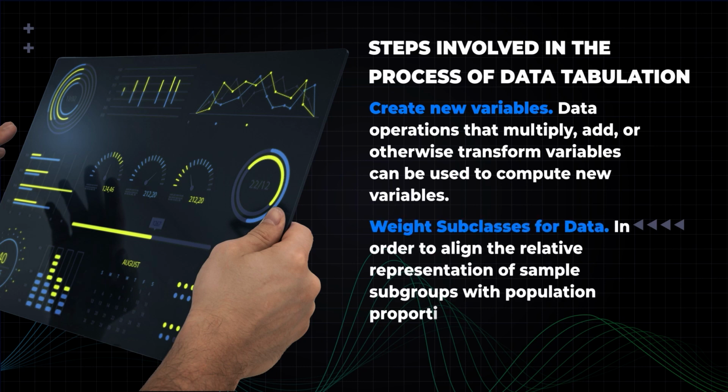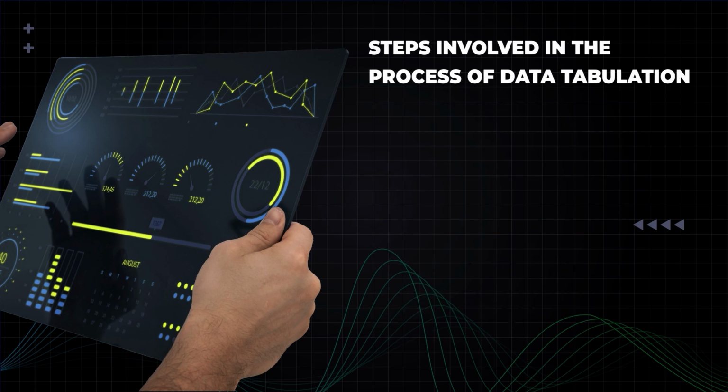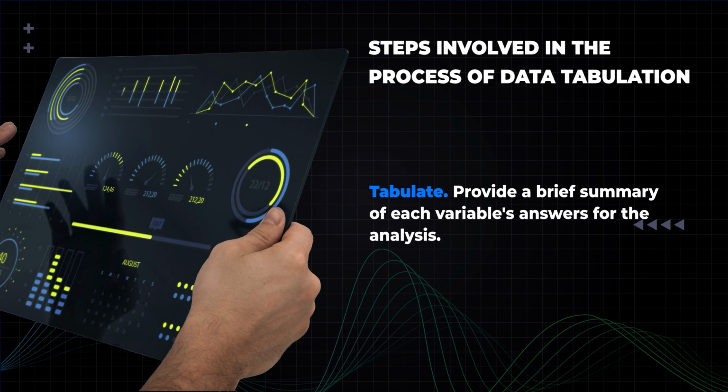Sixth, weight subclass for data in order to align the relative representation of sample subgroups with population proportions. Weights are frequently employed. Then tabulate to provide a brief summary of each variable's answers for the analysis. However, tabulating data is just the first step. To truly understand what the data means, we need to analyze and interpret it. Meaningful interpretation of data turns numbers into knowledge and uses that knowledge to make better sense of the data.